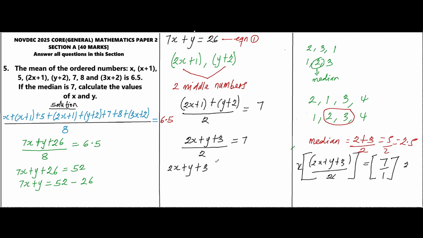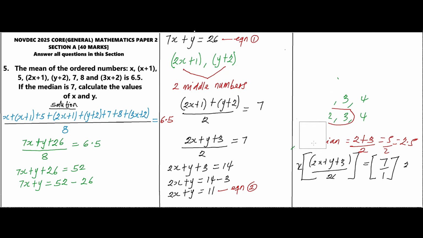Then 7 times 2, we have 14. You can still group like terms, that is variables on the left, numbers on the right. So 14 minus 3. So we have 2x plus y is equal to 14 minus 3. We have 11. So this is our second equation. So to solve for x and y, we need to solve these two equations simultaneously.